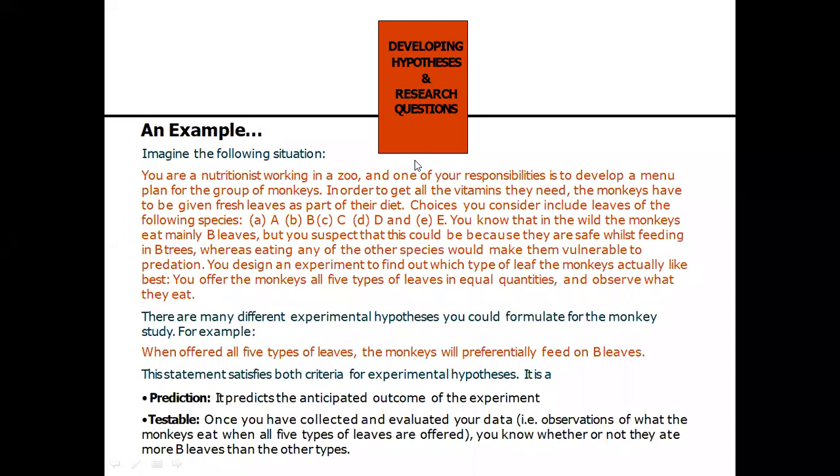Now, at the end of the last class, I told you about an example, and this is that example. So all of you read this example, or you can take a screenshot, of course. What this example says is, suppose, imagine the following situation. You are a nutritionist working in a zoo, and one of your responsibilities is to develop a menu plan for the group of monkeys. In order to get all the vitamins they need, the monkeys have to be given fresh leaves as part of their diet. Choices you considered include leaves of the following species: A, B, C, D, and E. So these are 5 species.